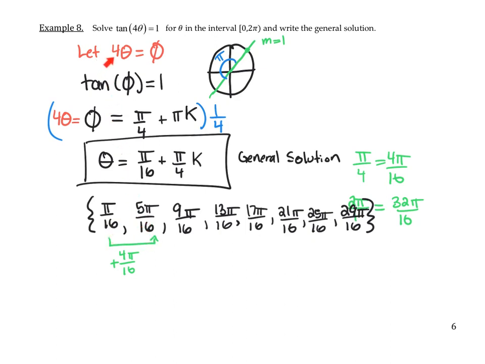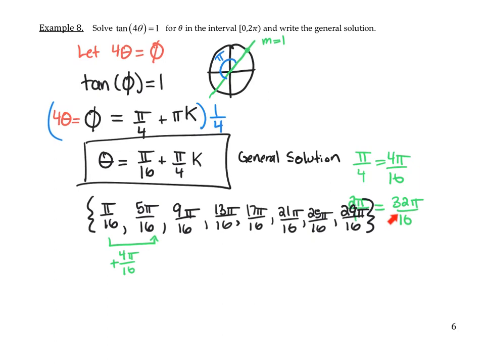This 4 theta quadruples the number of solutions I would expect. So here's 2 more, 2 more, 2 more. I had 2, now I have a total of 8. Now you can see that the next addition of pi over 4, or 4/16 of pi, would have taken me to 33 pi over 16, which would have been outside of the predetermined answer that we had there.